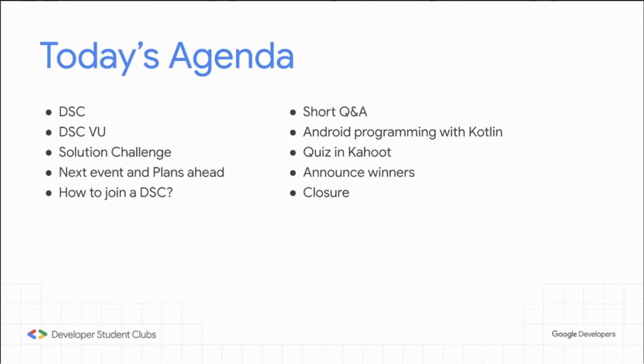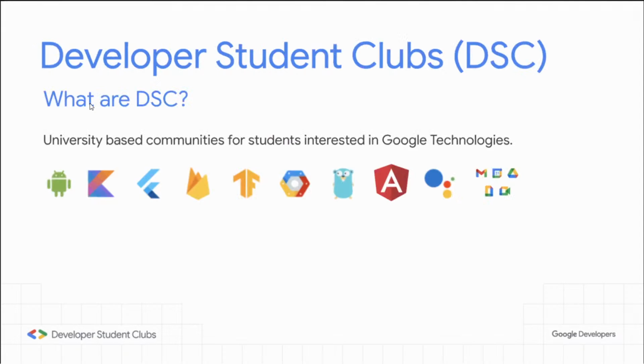We have TensorFlow for machine learning. We have Google Cloud Platform for securely storing your data in the cloud. We have the Go programming language for software development. We have Angular, which is used heavily for front-end web development. We have Google Assistant technology, and we also have G Suite products. So these are all the Google technologies.